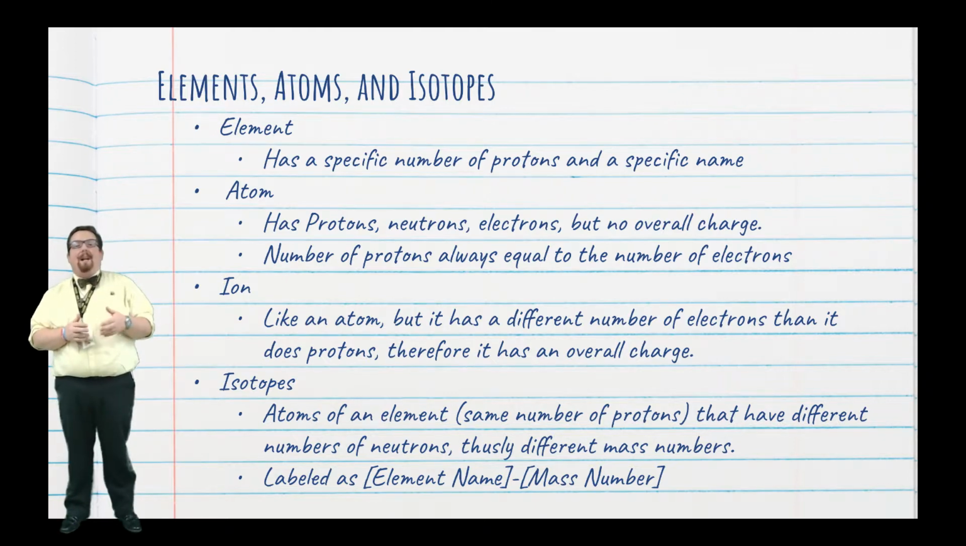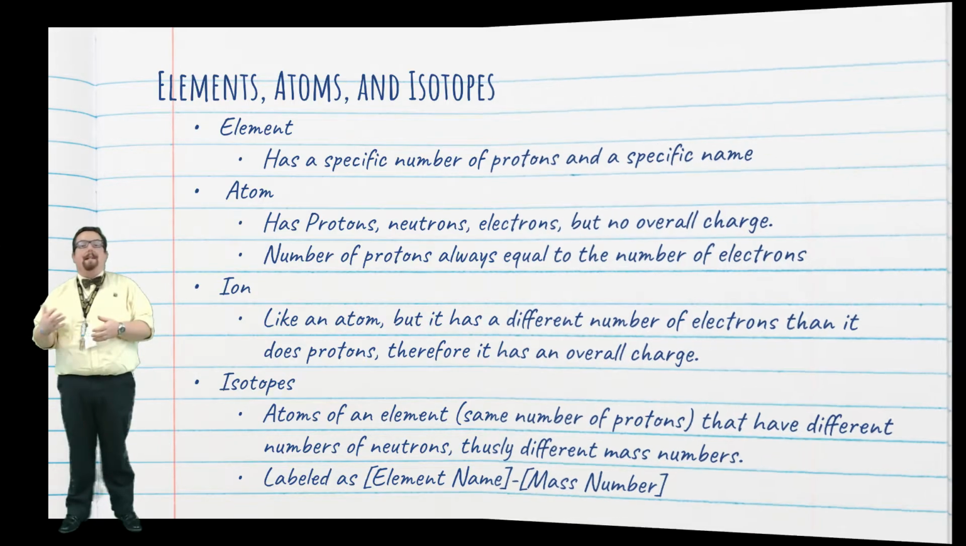Finally, isotopes are atoms of an element that have a different number of neutrons. In other words, a carbon atom might have 6, 7, or 8 neutrons, but it's still carbon. We name isotopes based on their mass numbers. So if a carbon has 6 protons, a carbon with 6 neutrons would be called carbon-12, because 6 plus 6 is 12. If it had 7 neutrons plus the 6 protons gives us 13, so we call it carbon-13.